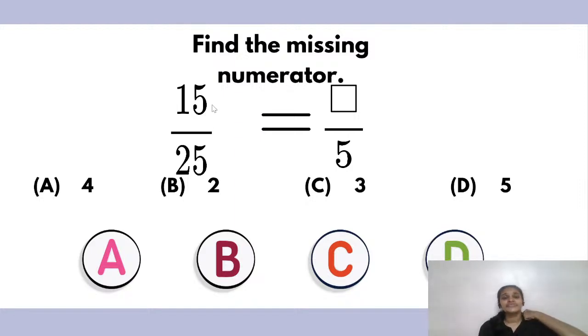Here is the next question. Find the missing numerator. So I have this fraction 15 upon 25. So what will come here when we have the denominator as 5?